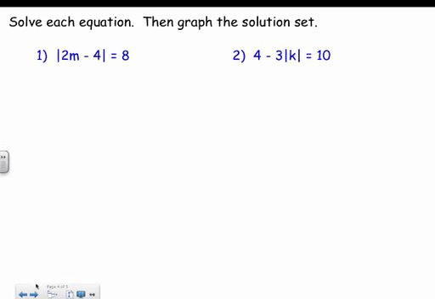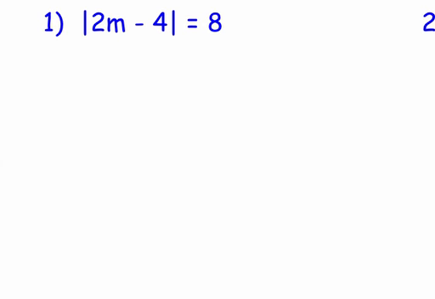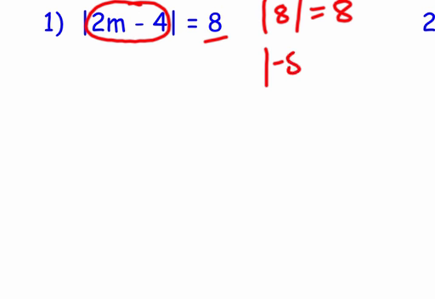So same thing, absolute value bars: the absolute value of 2m minus 4 equals 8. So I want what's inside of here. Well, let's see. How can I get 8? The absolute value of what? The absolute value of 8 is 8, and the absolute value of negative 8 is 8. So I want what's inside of there to be 8 and negative 8.